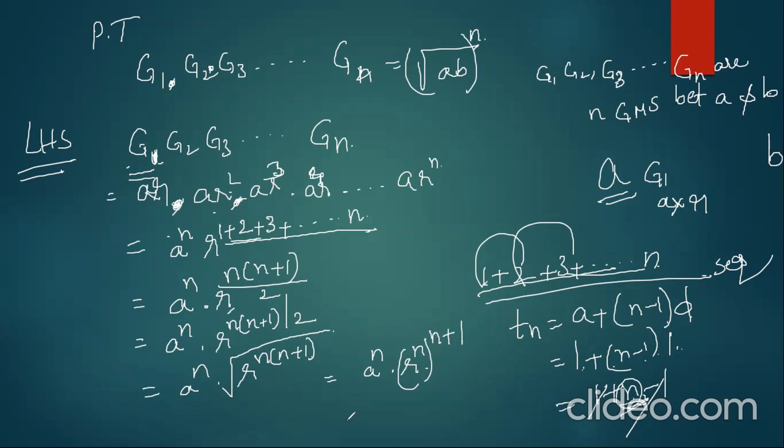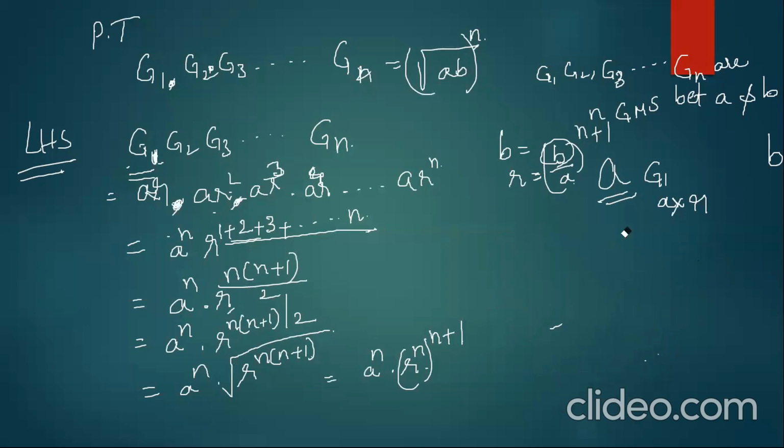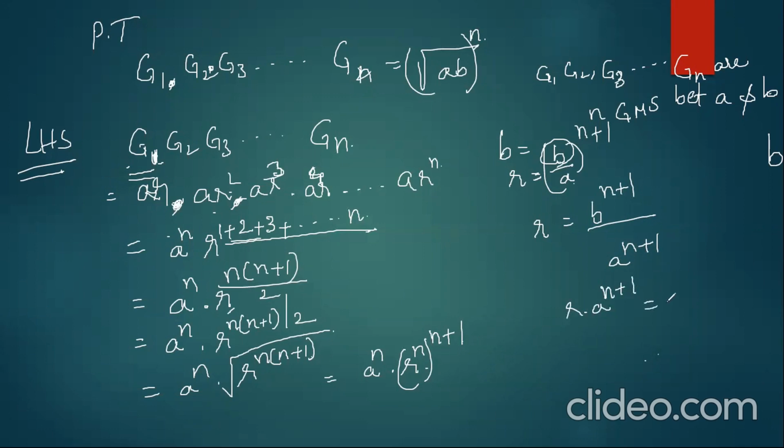What do we get? A to the power of n. So what is b in the case of our GP? B is the geometric mean. While calculating r, r is equal to b by a, whole power 1 by n plus 1, right? Now you observe here, you try to get the value of b. So r is equal to b power n plus 1 by a power n plus 1. Can I write, r into a power n plus 1 is equal to b power n plus 1? Okay?